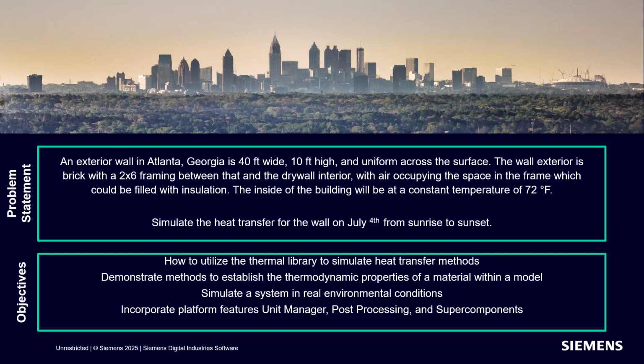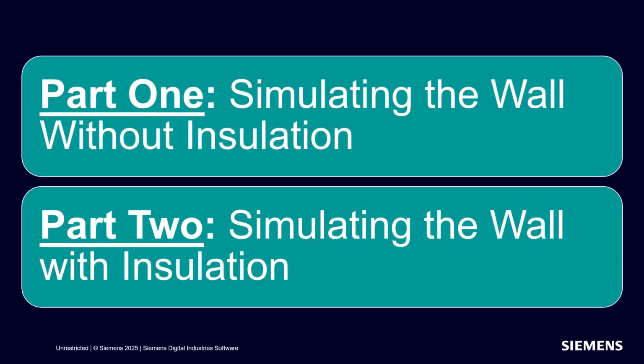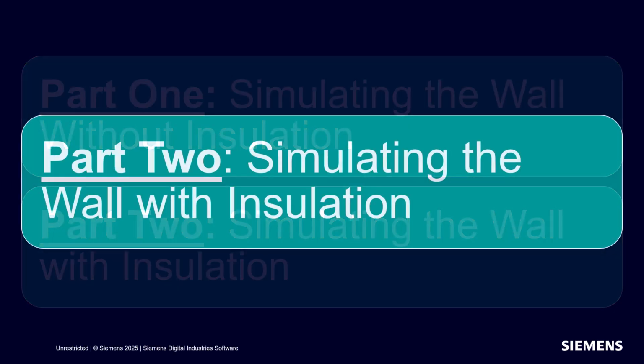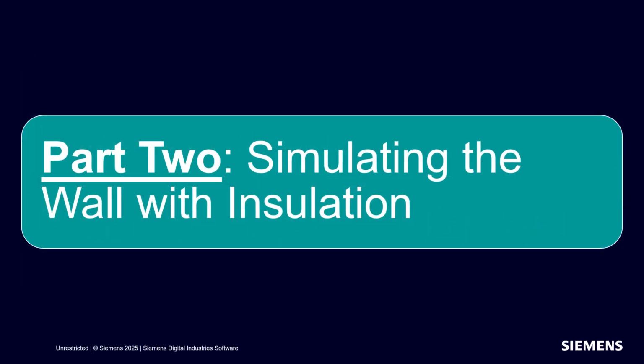After this two-part tutorial, you should be able to utilize the thermal library to simulate heat transfer methods, how to establish materials for thermal simulations, and how to impose real environmental conditions with the thermal library. This tutorial will be broken into two parts, with this video being part 2, which will simulate the heat transfer through the wall with insulation. The link for the first video is in the description and explains in detail how the model to start here was created.